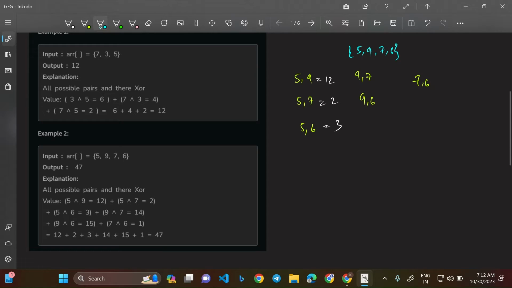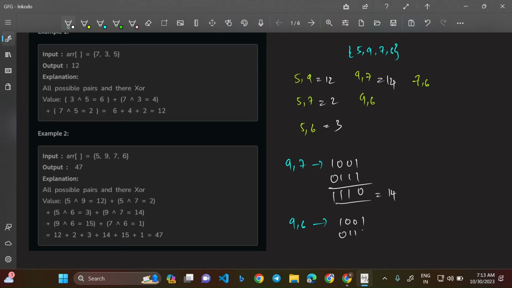Alright, and now coming to 9 7: 1001 and 0111. So 1 XOR 1 is 0, 0 XOR 1 is 1, 0 XOR 1 is 1, 1 XOR 1 is 1. Great, so here the sum is 8 plus 4 plus 2, that is equal to 14. So here the sum is 14. And now evaluating the XOR of 9 6. This is 1001, and this is 0110. So 1 XOR 0, 0 XOR 1, 0 XOR 1, 1 XOR 0.